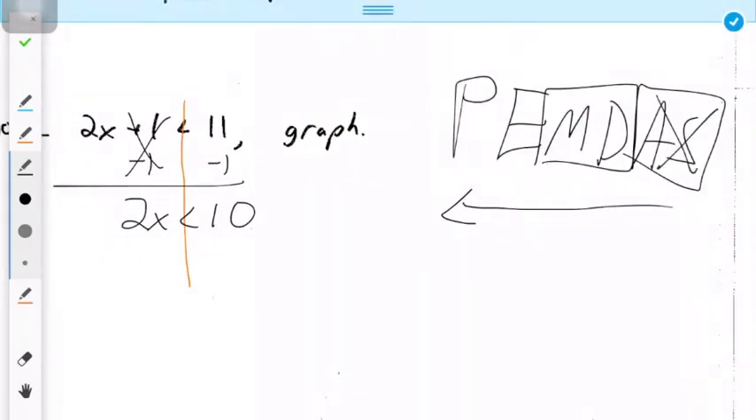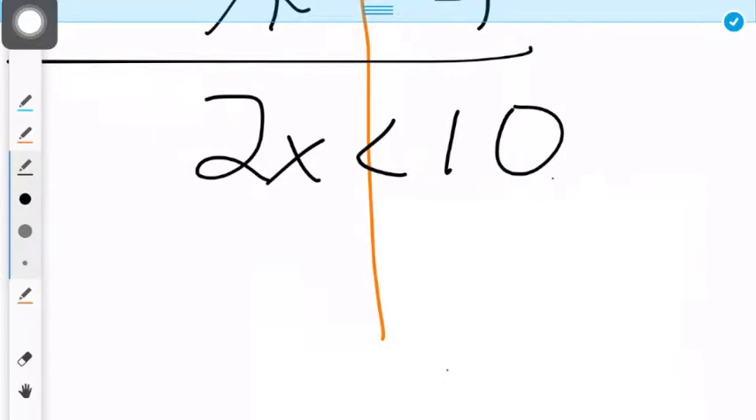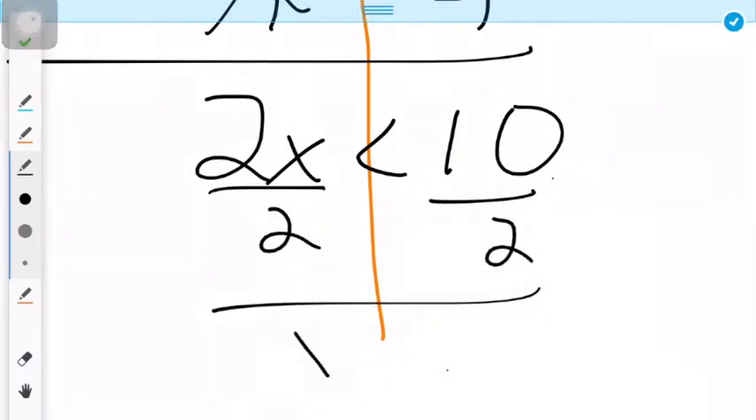Next, what I'm going to look at is multiplication and division. So I'm going to look here at my inequality. I do have multiplication. This is 2 times x. So I'm going to divide both sides by 2 to undo that. So this here simplifies to just x. On the right-hand side, we have 5 is what it simplifies down to, and I keep my inequality symbol.